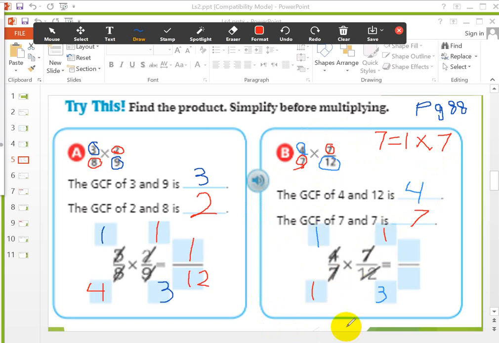Now look, the numbers become very easy. 1 multiplied by 1 equals 1. 1 multiplied by 3 equals 3. So the final answer is 1 over 3. So it is very easy to find the answer if you simplify before multiplying.